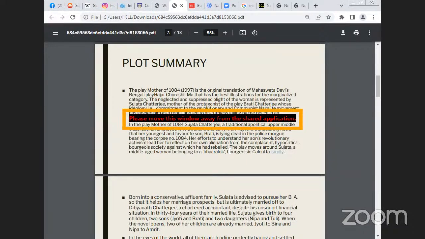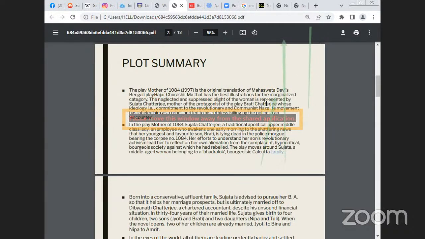Many people, especially university graduates and students, and our protagonist Sujata Chatterjee's son.